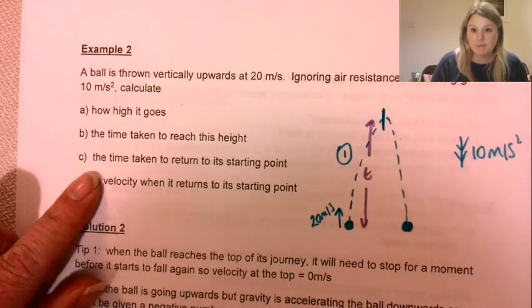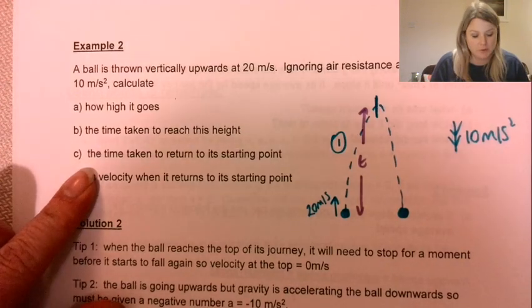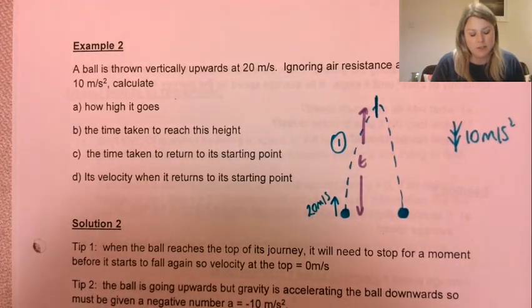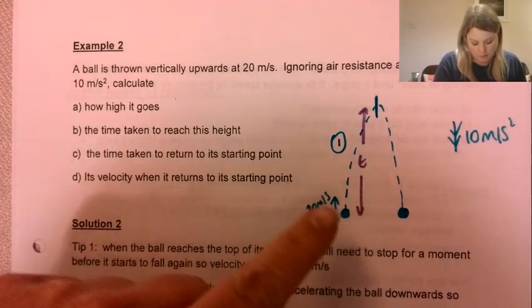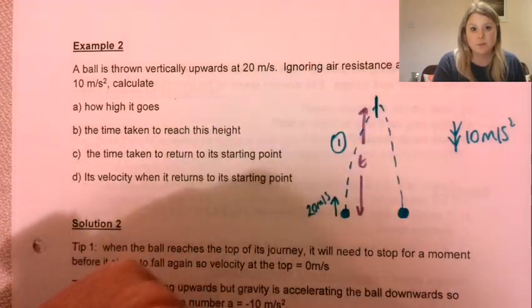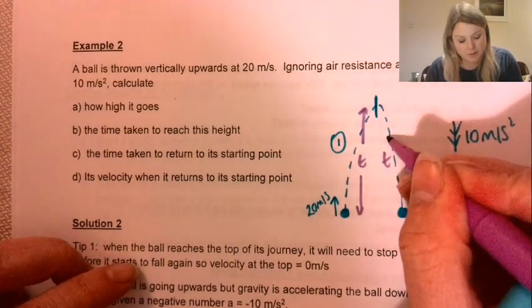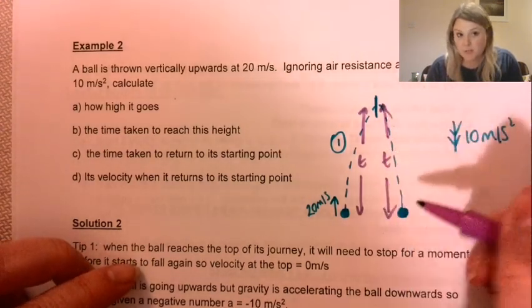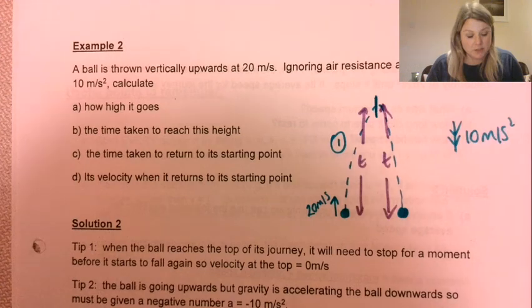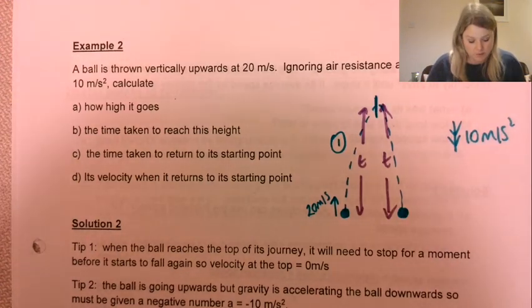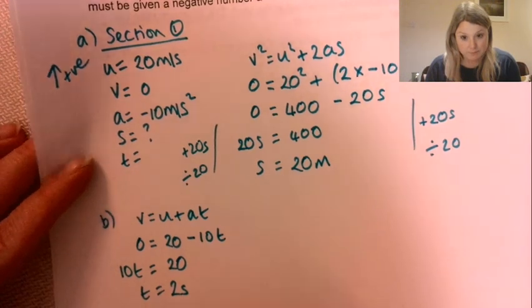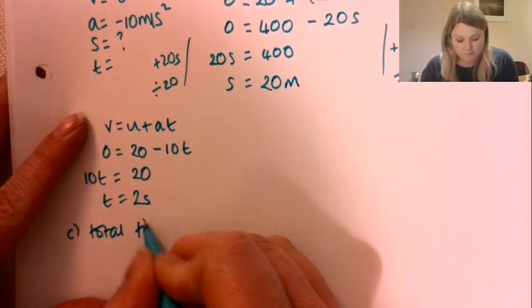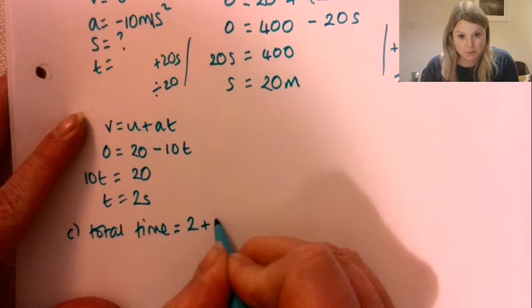C, the time taken to return to its starting point. Now, I said earlier that journeys like this are symmetrical. So if it took 2 seconds to get up there, it's going to take 2 seconds to come back down again. Because there's no other extra forces acting or anything. The acceleration is always 10 meters per second squared the whole time. So for part C, the total time is going to be 4 seconds.